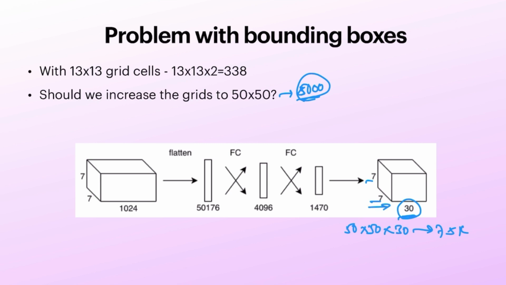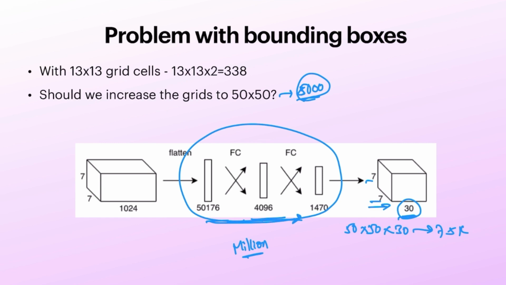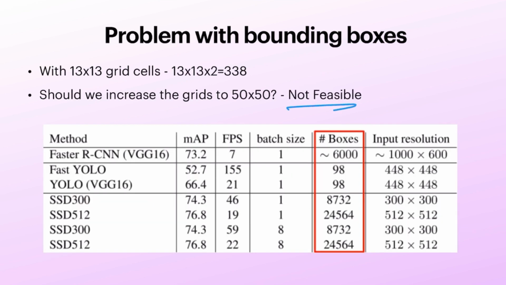Now for that, how many parameters do I need in these FC layers? How much computation will I be doing? So in only the FC layers itself, I will have millions of parameters, right? This is not feasible. But then how are these guys able to get so many boxes?